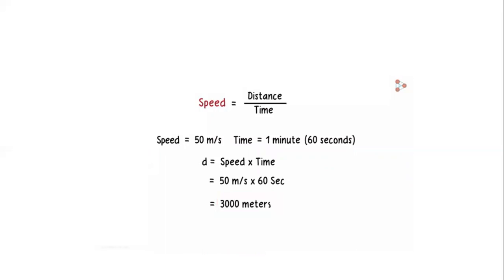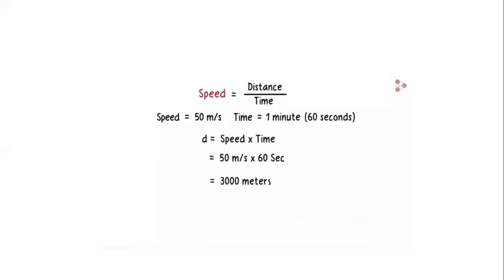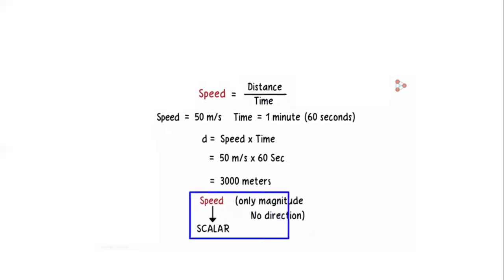But if I covered 3,000 meters from this point, am I here or over there? You had no clue as to which direction I headed off. This tells us something interesting. Speed offers only the magnitude, making it what we call in physics a scalar quantity. It doesn't specify the direction. It just tells us how much ground is covered in unit time, regardless of the direction traveled. Scalar quantities have only magnitude and do not specify direction.